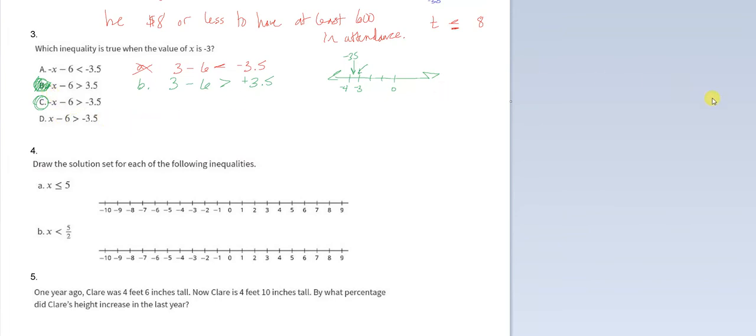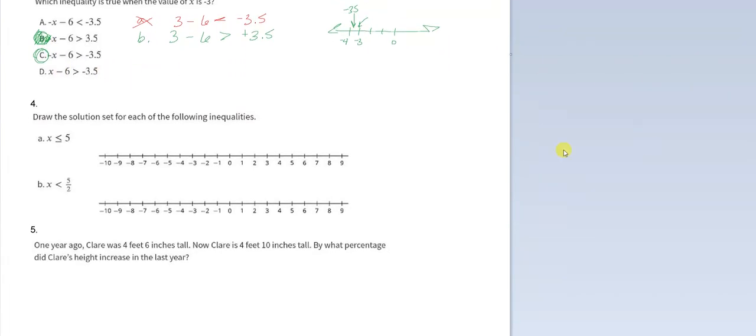Sorry about that. Number 4, we have to draw the solution sets for these. So when x is less than or equal to 5, we put a dot on our 5, and since there is a line underneath of it, we fill in our dots, and we want all of the numbers that are smaller, so that would be everything in this direction shaded. So there's our solution set. Some people do the shade, some people do the arrow, everything over here, same thing.